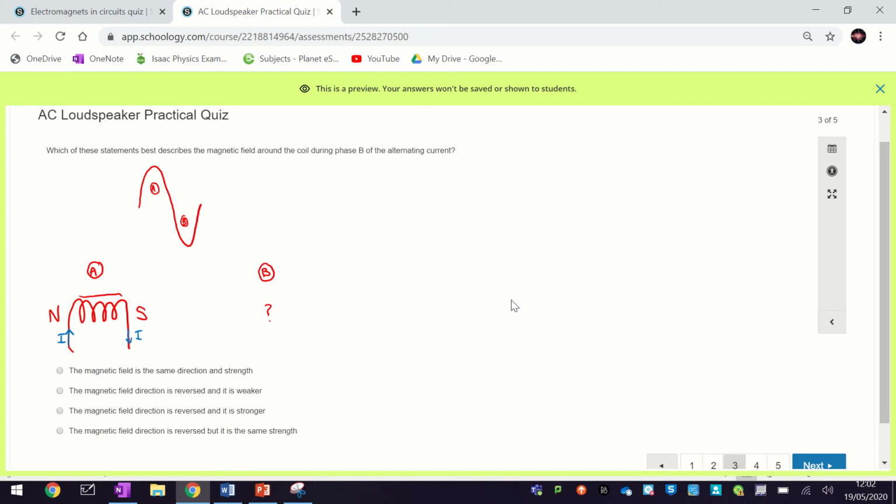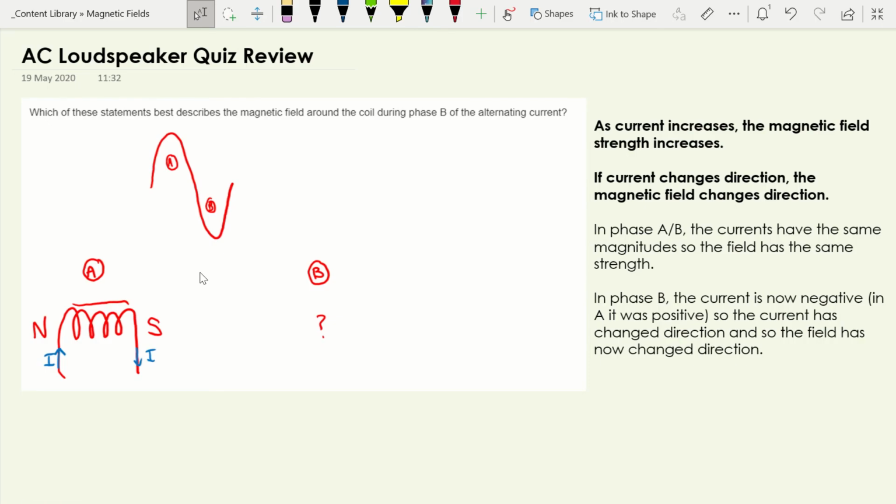Okay, so which of these statements best describes the magnetic field around the coil during phase B of the alternating current? So phase A is when the current is positive, phase B is when the current is negative, essentially. So let's hop into OneNote where I want to go into a little bit more detail on this. So general things about magnetic field, electromagnets. So the bigger the current is, the magnetic field strength will increase. Okay, that's a good general rule to know. And if current changes direction, the magnetic field changes direction as well.